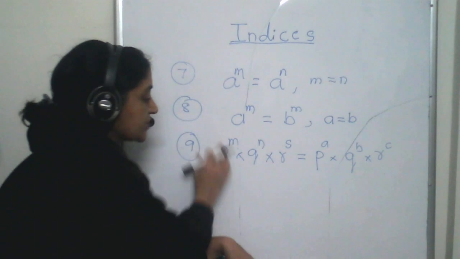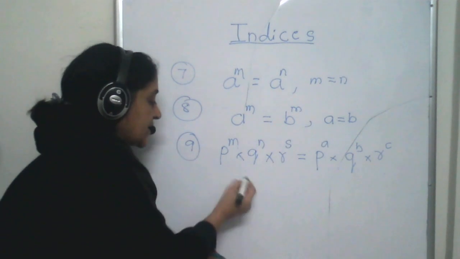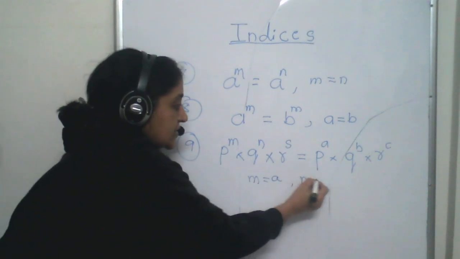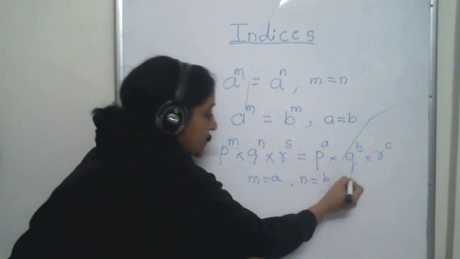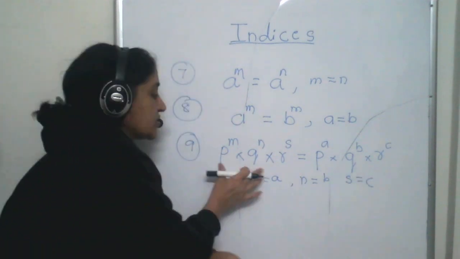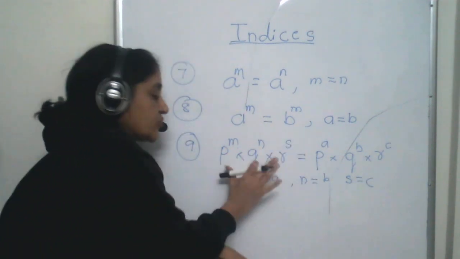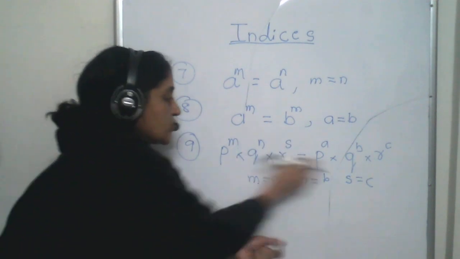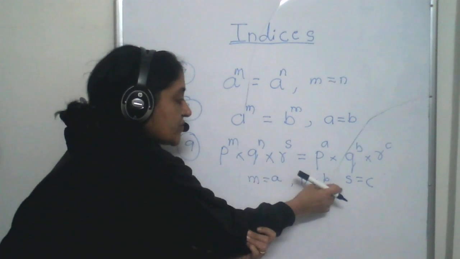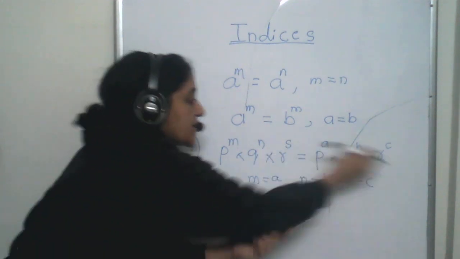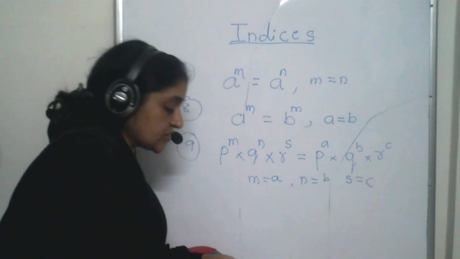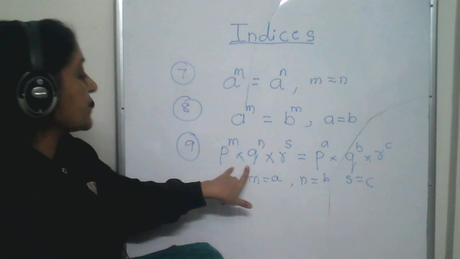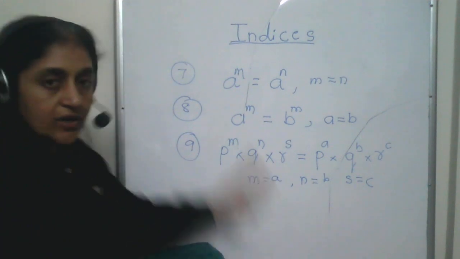Now p is having an exponent m on one side and an exponent a on the other, so m is equal to a. Likewise, n is equal to b, and then s is equal to c. Because of their respective exponents we have equated. P on either side, that's why their exponents are equated. Q on either side, that's why their exponents are equated. R on either side, that's why their exponents are equated. This is what you are supposed to follow when more prime factors come on either side of the equal to sign.